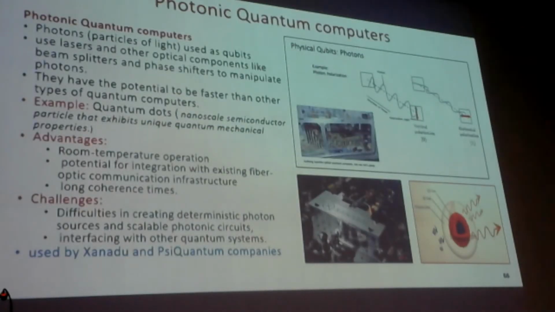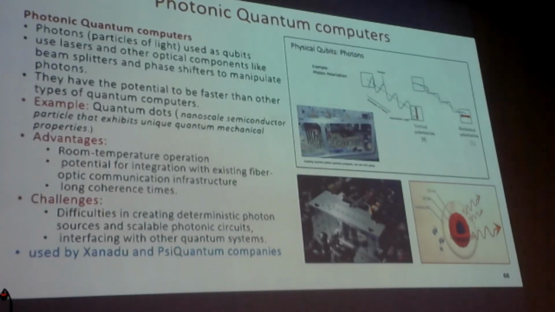Then we have photonic quantum computers. So light pulses are used. So you have vertical polarization that indicates a zero and a horizontal polarization that indicates one. So for photons used as qubits, they use lasers and other optical components like beam splitters, phase shifters, and so on. They are faster than other quantum computers.